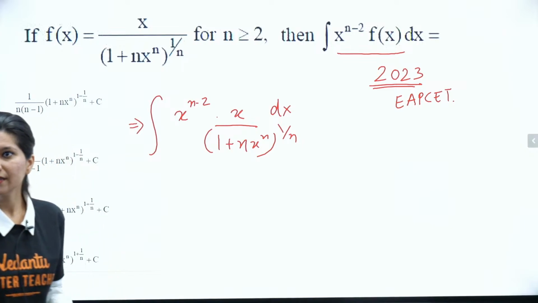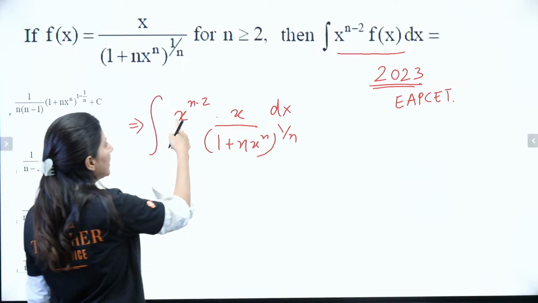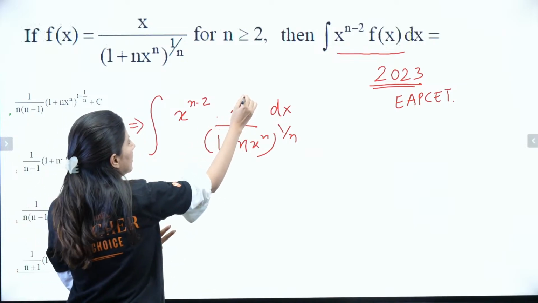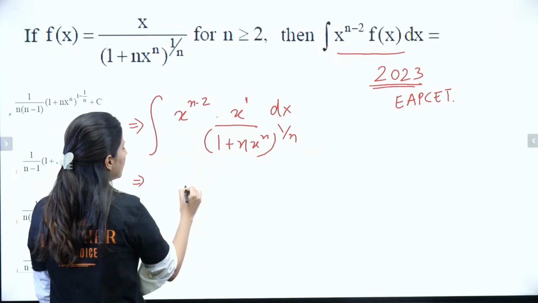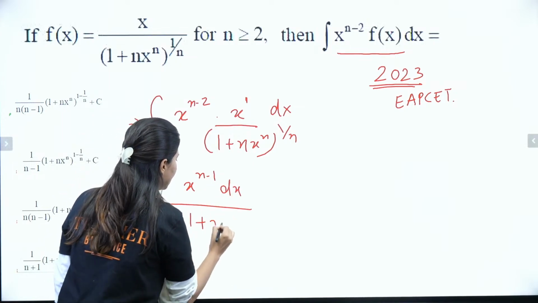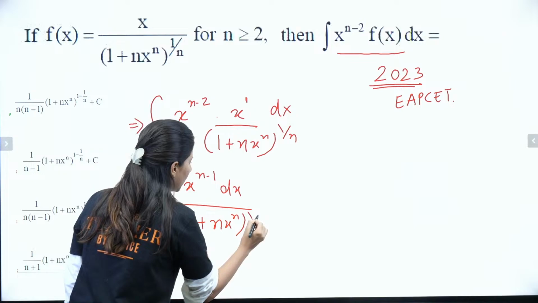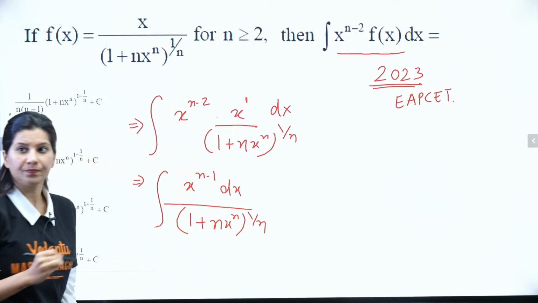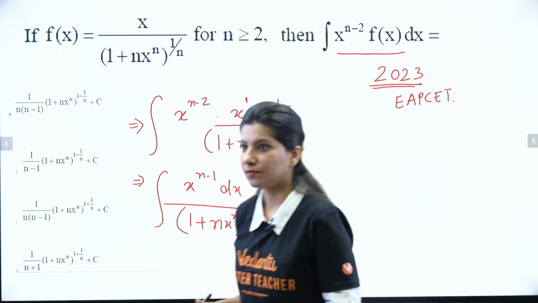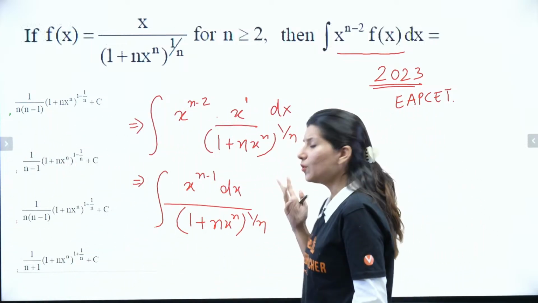Now can you see x raised to power n minus 2 into x raised to power 1? This can be clubbed together. So x raised to power n minus 1 dx upon (1 plus x raised to power n) raised to power 1 by n, integral. Right? Now how to integrate it?